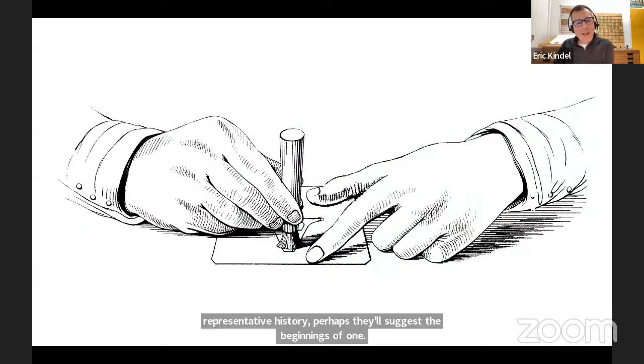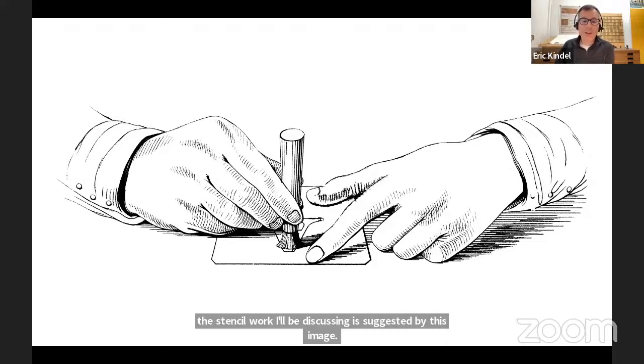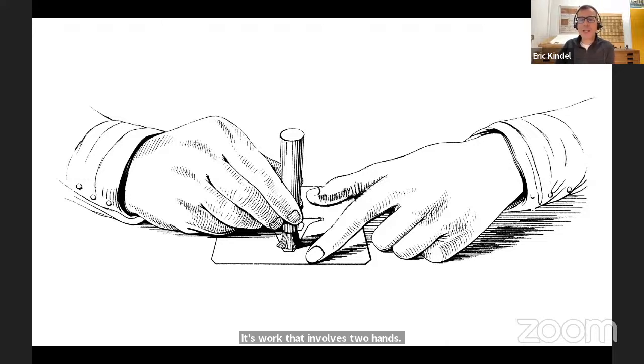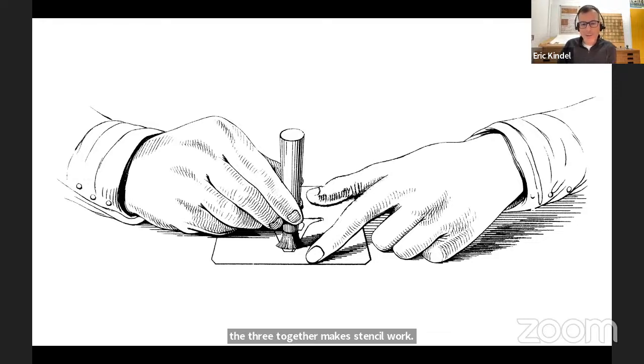So as I begin, I just want to confirm that nearly all the stencil work I'll be discussing is suggested by this image. It's work that involves two hands, a flat-ended brush charged with ink, and a plate from which a letter or some other character is cut out. The three together make stencil work. But before I get to my scenes, let me give you a little bit of background by way of introduction.